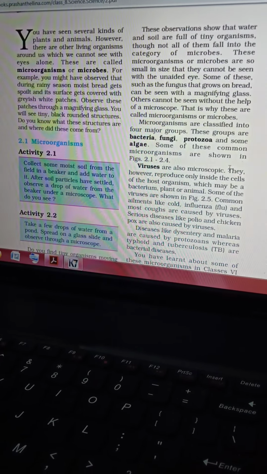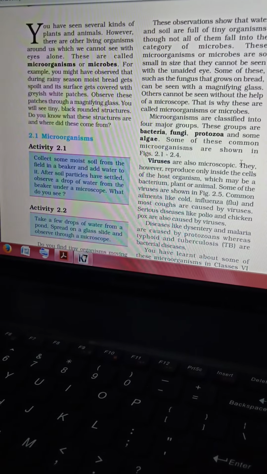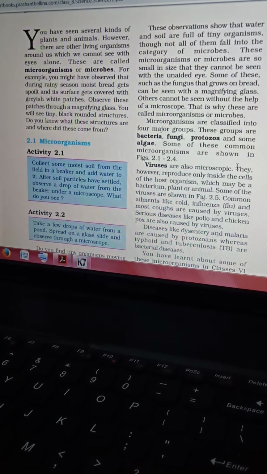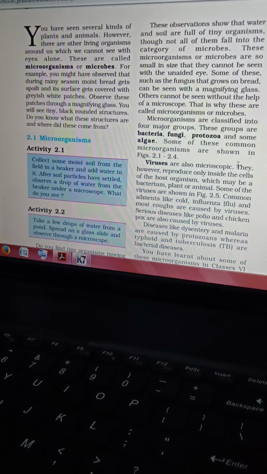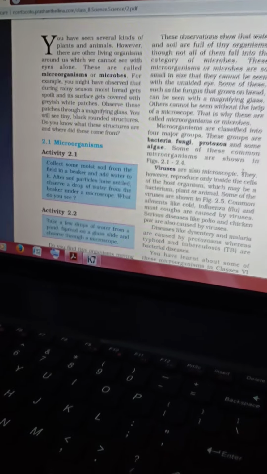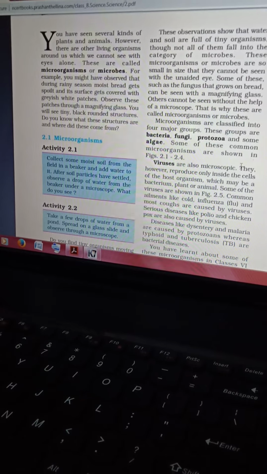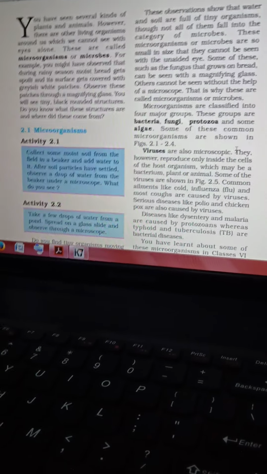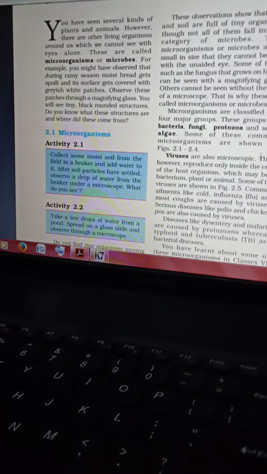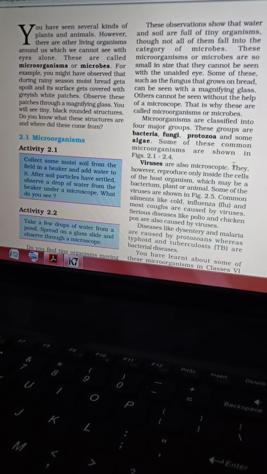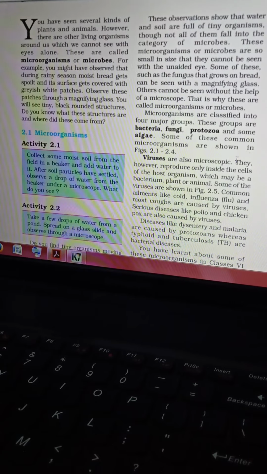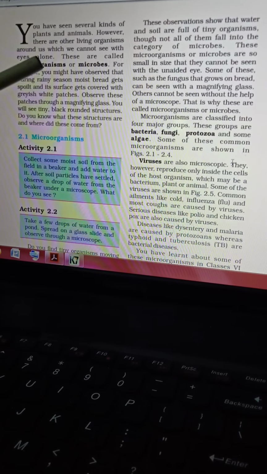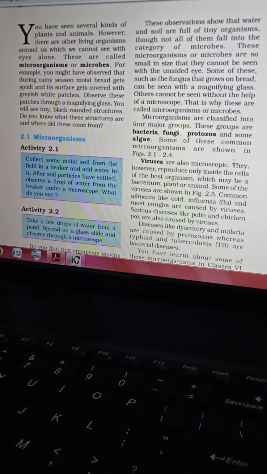There are several kinds of living organisms around us. That is plants, animals, which we can see with our eyes. But there are living organisms which you cannot see with your unaided eye. You need a microscope to see them. So those organisms which you cannot see with your normal, unaided eye, and which can be observed only under a microscope, are called microorganisms or microbes.